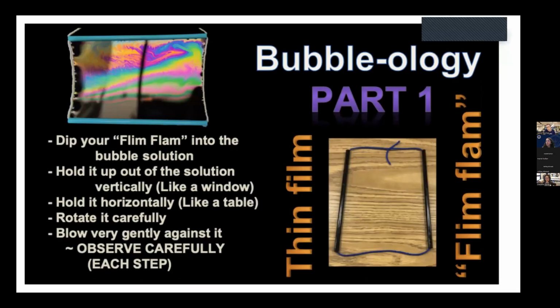So dipping your flim flam into the soap solution, holding it up, holding it horizontally compared to holding it vertically. And what kind of films do you see? And how do those colors change?